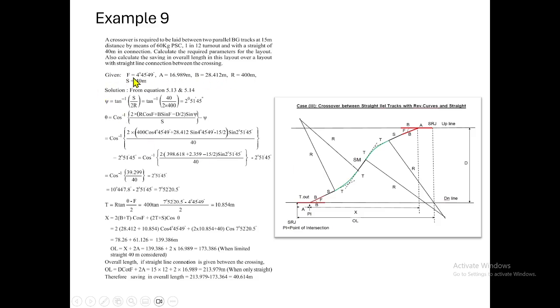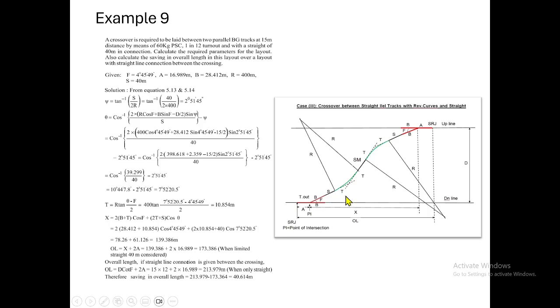We know the crossing angle for 1 in 12 is 4 degrees 45 minutes. AB distances, of course, we can take from the table of dimensions, where standard is available. So radius 400 meter we are keeping, and S, the straight portion, is 40 meter. Normally whenever we make the connection, we keep the radius at par with the radius of the turnout. 1 in 12 means normally the 1 in 12 radius we follow.